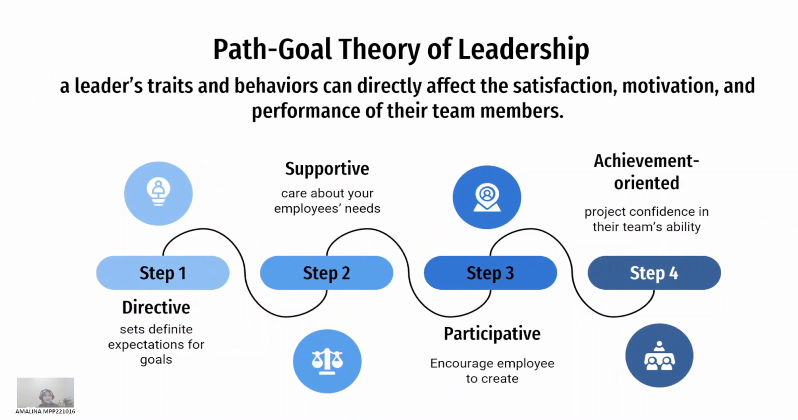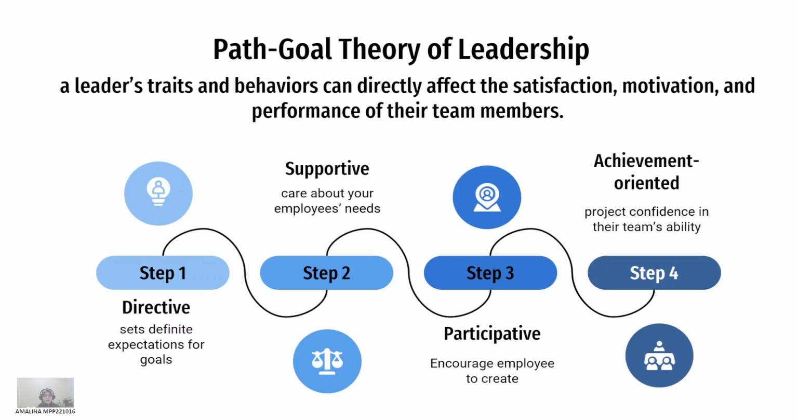Number three is path goal theory of leadership. A leader's trait and behavior can directly affect the satisfaction, motivation, and performance of their team members. Path goal theory assumes that a leader complements their employees and can compensate for their shortcomings. Path goal theory identifies four key types of leadership behavior.